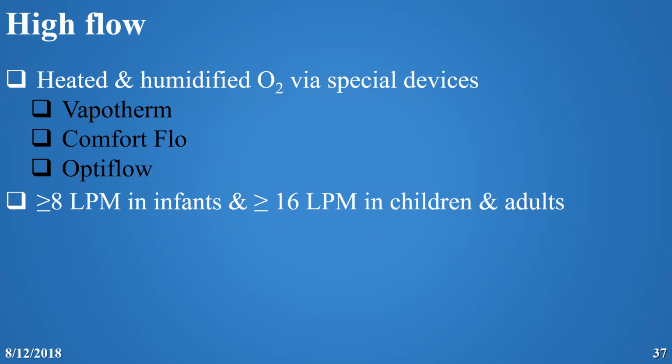It's usually more than 8 in infants and more than 16 liters per minute in children and adults, up to 60 liters per minute. Now, between 2 or 4, depending on the center, until 8 in infants or 16 in children, we use CPAP. So microflow, low flow or normal flow, CPAP, high flow. Now, is that clear? Any question here?